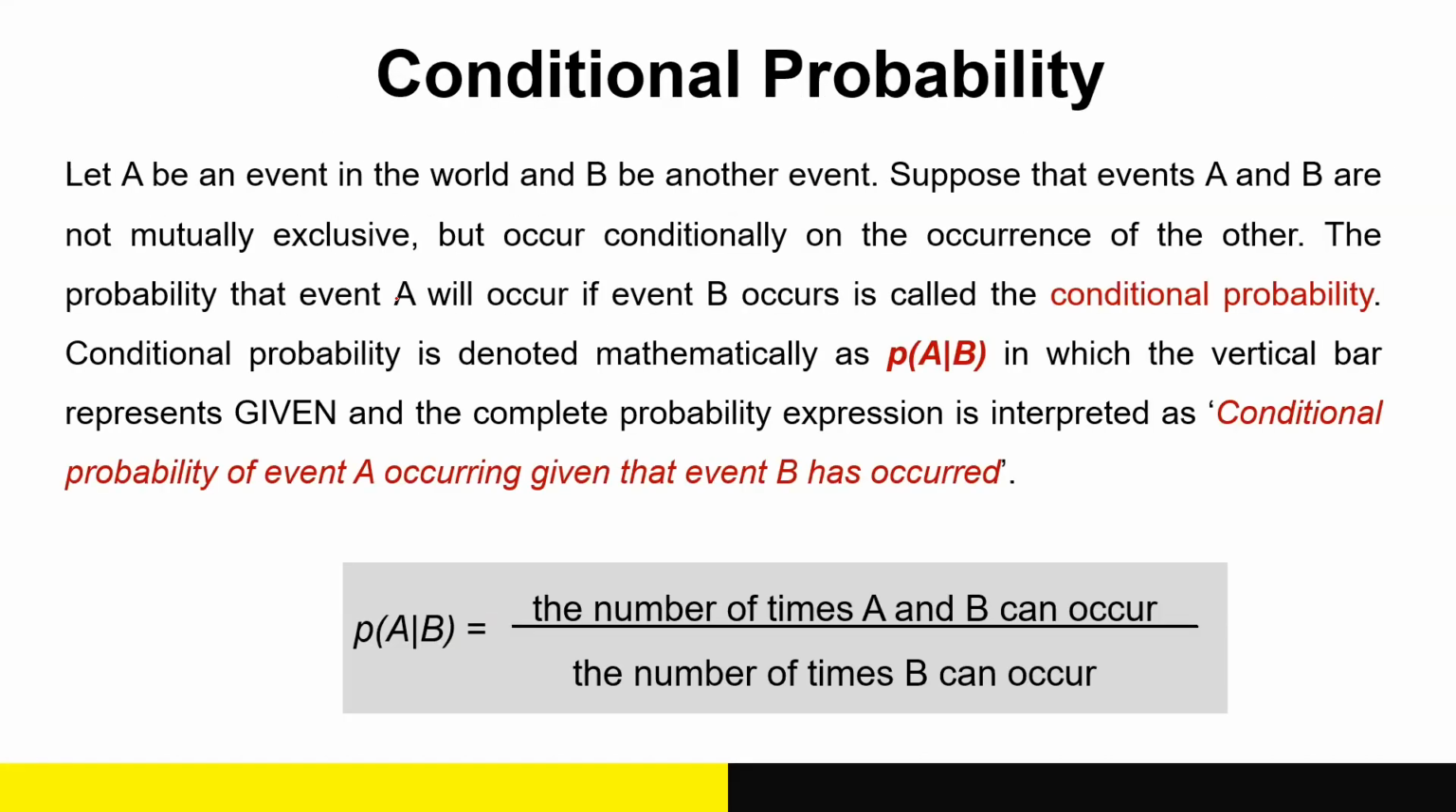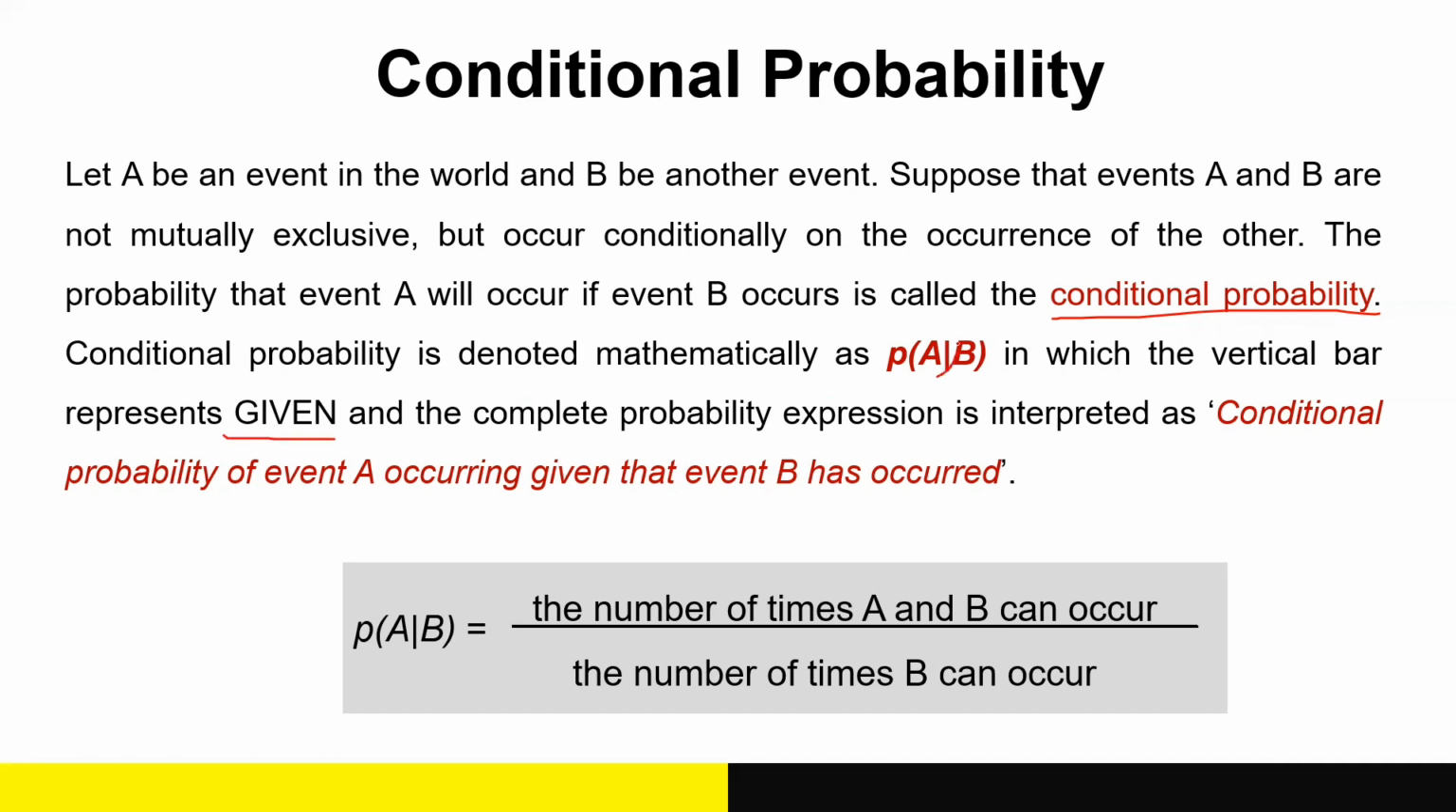Conditional probability. Let A be an event in the world and B another event. Suppose that events A and B are not mutually exclusive, but occur conditionally on the occurrence of the other. The probability that event A will occur if event B occurs is called the conditional probability. So conditional probability is the measure of probability of an event occurring given that another event has already occurred. Conditional probability is denoted mathematically as probability of A given B, in which the vertical bar represents given.